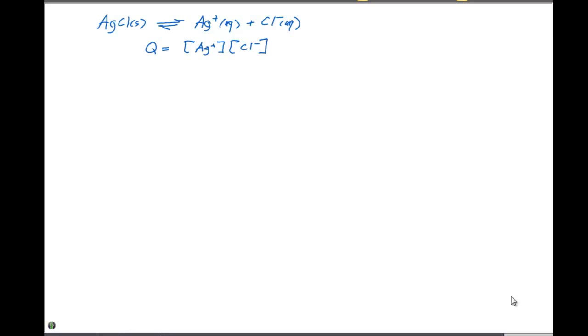So here's our equilibrium expression, and we know that the Q is equal to any concentration of silver plus times Cl minus. We also know that the KSP is equal to the concentration of Ag plus at equilibrium times the concentration of Cl minus at equilibrium. These are specific concentrations. And we know that our KSP, if we look at the table for this, is going to be 1.8 times 10 to the minus 10.